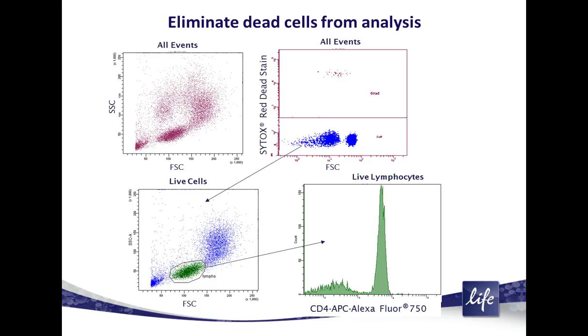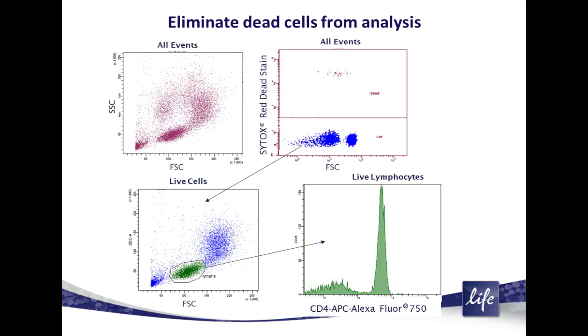So here's an example of one way to gate out dead cells from an analysis. This is using peripheral blood mononuclear cells, or PBMCs. And there is a significant dead cell population that is somewhat difficult to determine just by scatter, as you see in the upper left plot. The cells are labeled with a CD4 antibody and with Cytox Red.